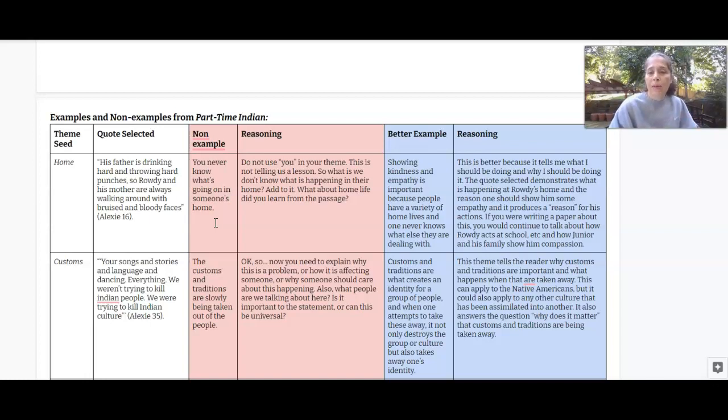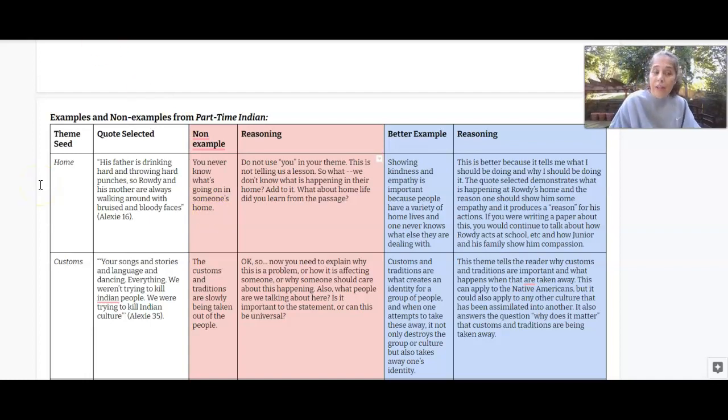The quote selected demonstrates what's happening at Rowdy's home and the reason someone should show him some empathy. It also produces a reason for his actions in school. So if you were writing a paper about this, you would continue to talk about how Rowdy acts at school and how Junior and his family are showing him some compassion.